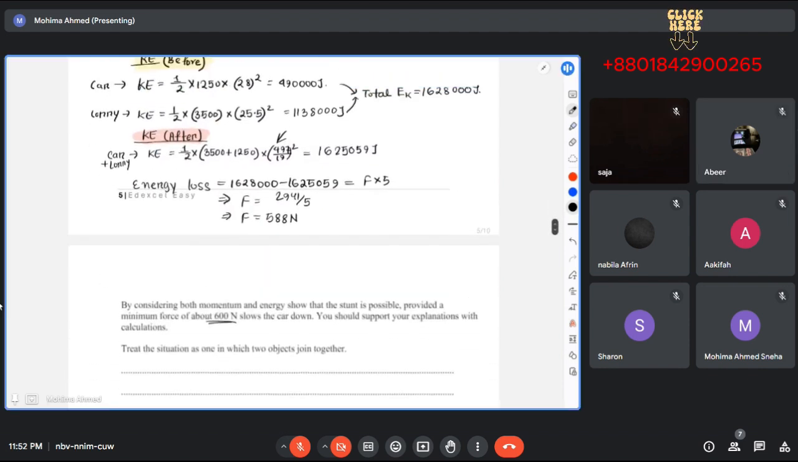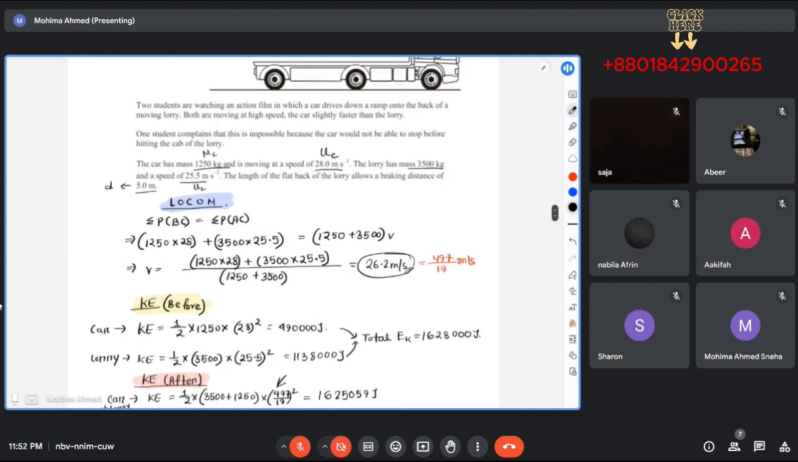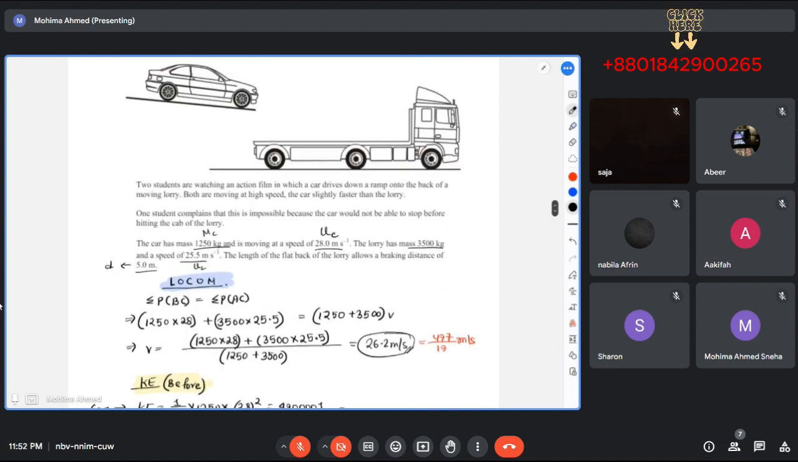Over here, the situation was that the first student considered that this is entirely impossible, that the car will fly off a certain distance and land on the space over here of the lorry and will not hit this back part of the cab. That was impossible, but student two said that no, this is possible and we can calculate that also. And we need to prove that student two is correct.